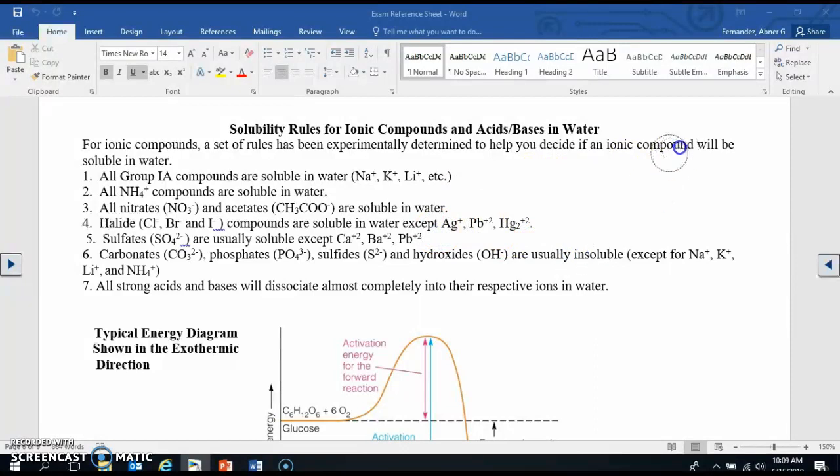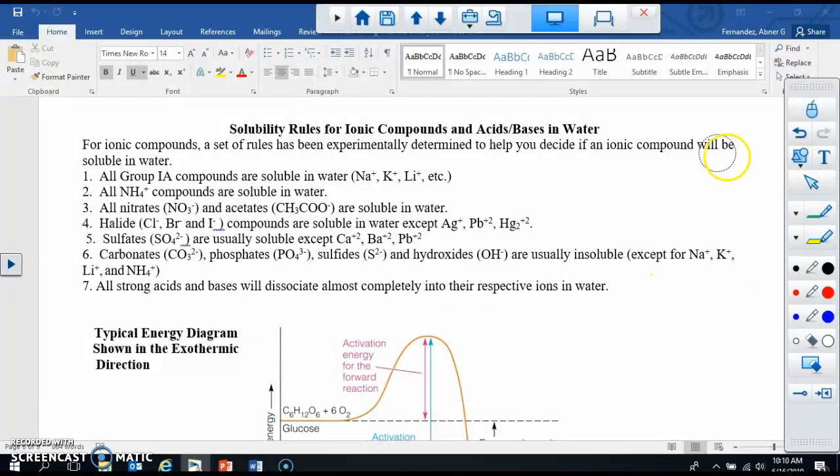The other exception is carbonates, all of these compounds. If you see carbonate, phosphate, sulfide, or hydroxide as the negative ion, they're all solids in water, except if you have group 1, sodium, potassium, lithium in front, or ammonium in front. So if you have ammonium in front, even though it's a hydroxide, it's going to be soluble in water. If there's none of those, it's insoluble in water, meaning it's a solid. We're going to talk about number 7 when we talk about acids and bases. So this is the rule that you need to understand for this case.